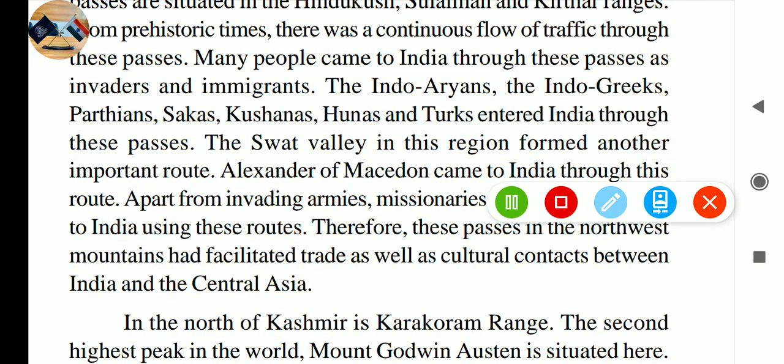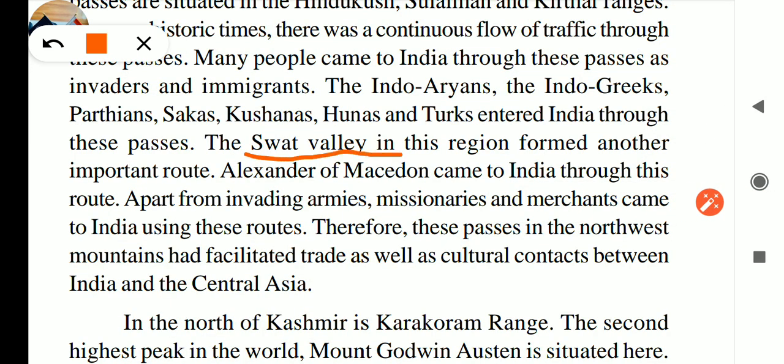One of the important passes here is the Swat Valley. Why is it important? Because it is the major route. Alexander of Macedon, you people know who Alexander is. Everyone knows. We can talk about him in detail in the upcoming chapters. Alexander of Macedon came to India through this route. They may ask a question: Alexander of Macedon came to India through which pass or which valley? That is Swat Valley. Therefore, these passes in the northwest not only facilitated trade, but there was also cultural contact between India and Central Asia.